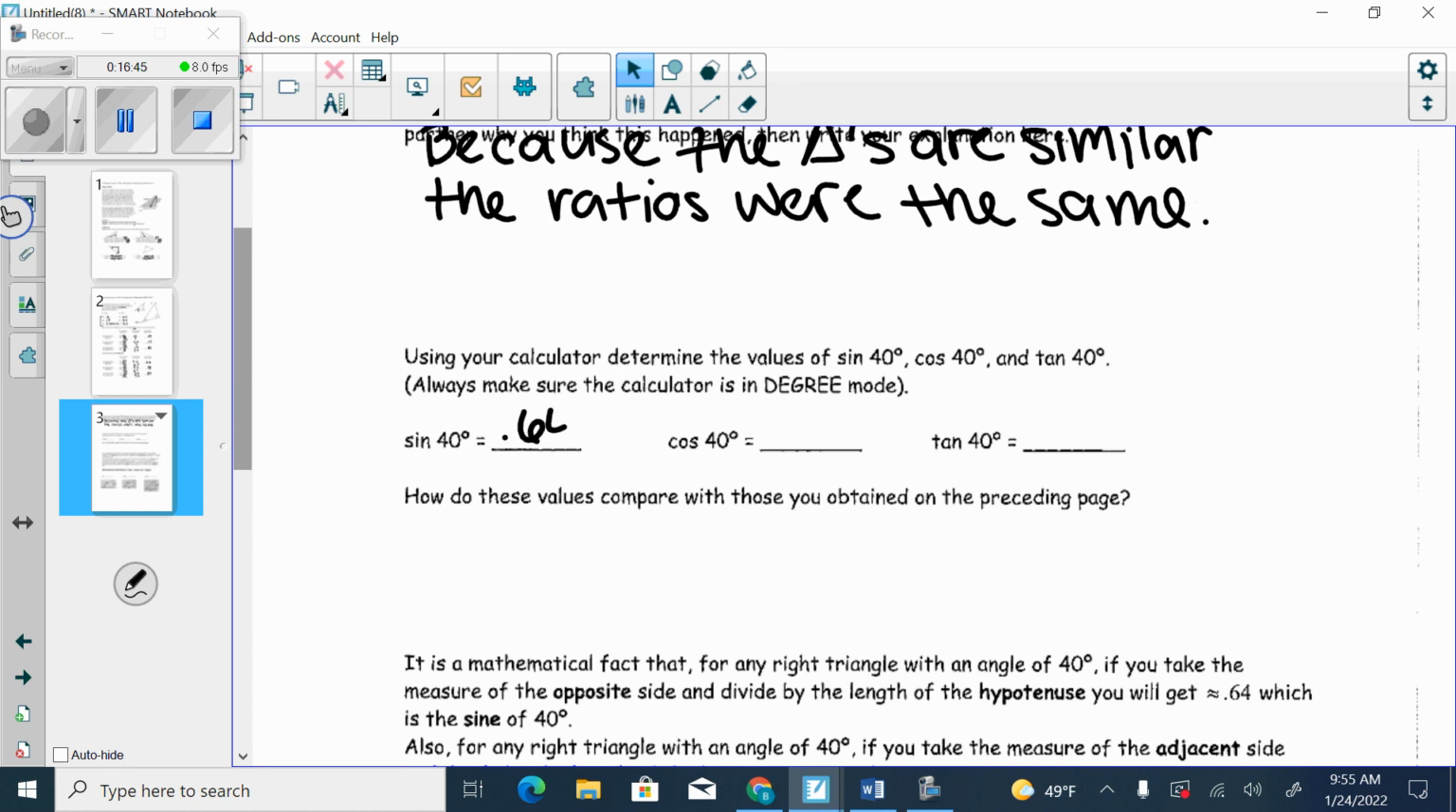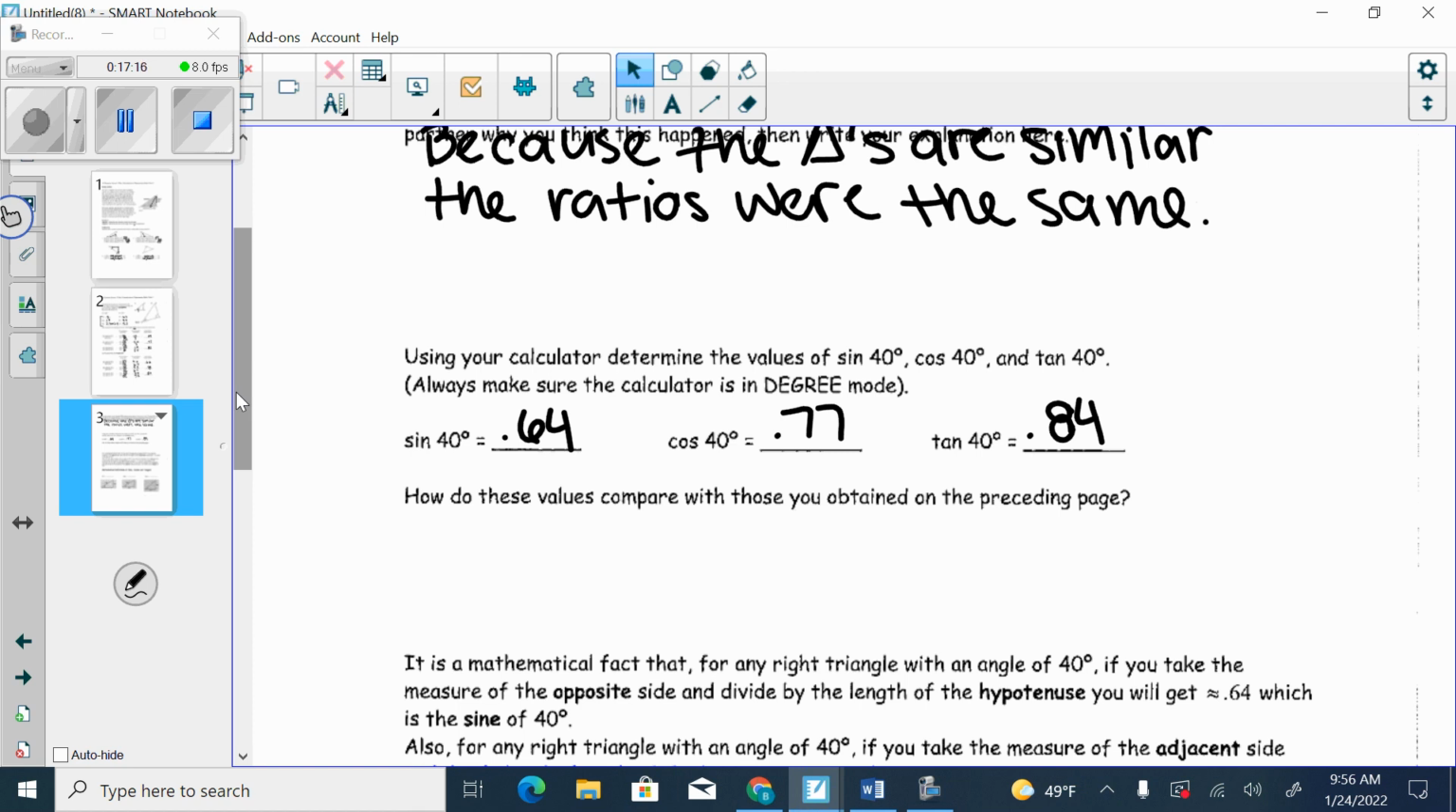0.64. Do the same thing for cosine. Press the button that says COS, type in 40, close your parenthesis, press enter. What do you get? 0.77. Same thing for tangent. Tangent of 40 is approximately 0.84. Was everybody able to type theirs in the calculator and get these decimals?